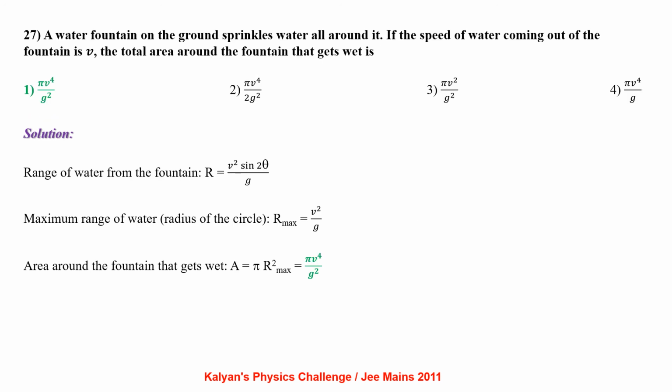A water fountain on the ground sprinkles water all around it. If the speed of water coming out of the fountain is V, the total area around the fountain that gets wet is. Range of water from the fountain R equal to V square sine 2 theta by G. For maximum range, that is radius of the circle, R max equal to V square by G, since theta is 45. Now area is pi r square, so it comes out to be pi V power 4 by G square.